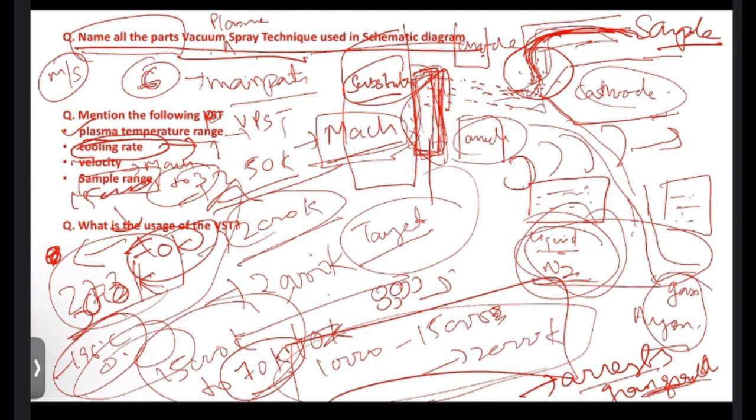The particles are in bulk size. What is that size range? We are converting bulk to nano. The size range is 5 micrometer to 80 micrometer.